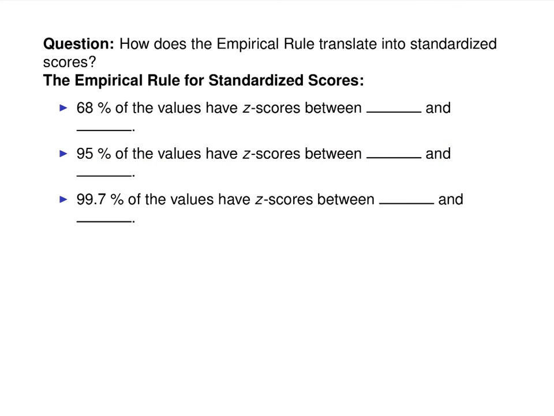So the question is, how does that empirical rule translate into standardized scores? So 68% of the values fall within one standard deviation. So those z-scores are going to be between -1 and +1. 95% within 2 standard deviations, so they'll have z-scores between -2 and +2. And 99.7% of the values will have z-scores between -3 and +3. So if you get a z-score above 2, you know that you're sort of on the high end. If your z-score is below -2, you know you're kind of on the low end.